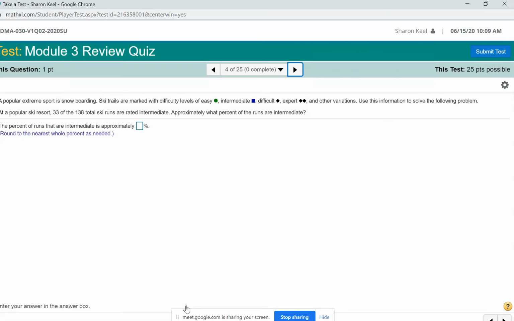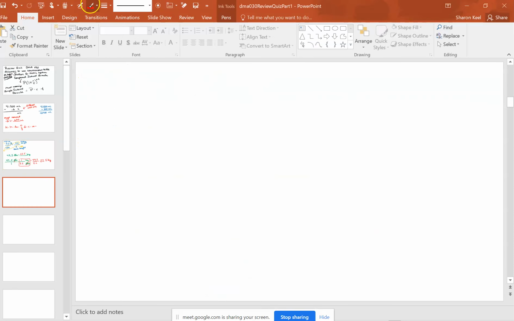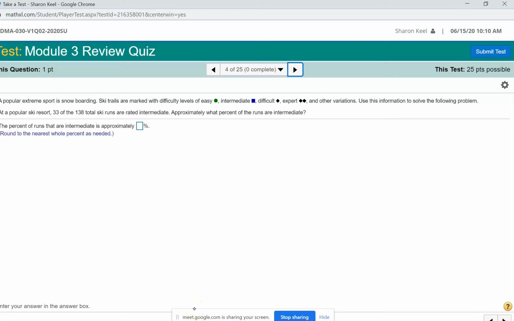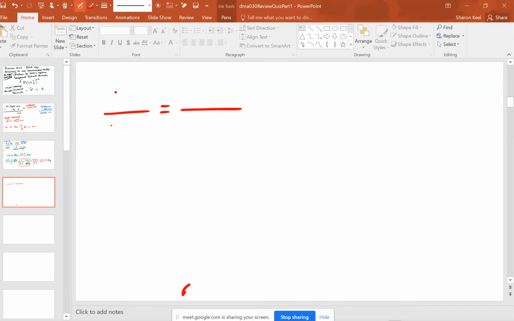A popular extreme sport is snowboarding. Ski trails are marked with difficulty levels of easy, intermediate, difficult, expert, and other variations. Use this information to solve the following problem. So as we do this problem, we are going to set up a proportion. For this particular problem, it says, at a popular ski resort, 33 of the 138 total ski runs are intermediate. So I'm going to write down that fraction, 33 of 138. The 33 are intermediate.